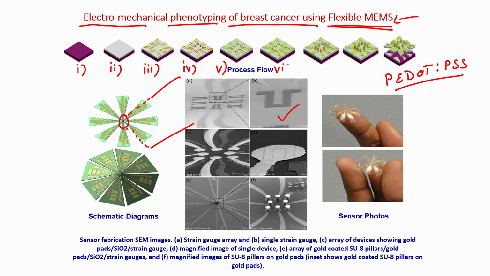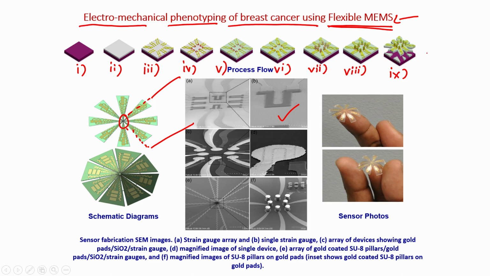Sixth, we have now deposited patterned gold electrodes. Seventh, we have SU8 pillars on gold electrodes. Eighth, we have made SU8 pillars conducting, and ninth, we have released the sensor.